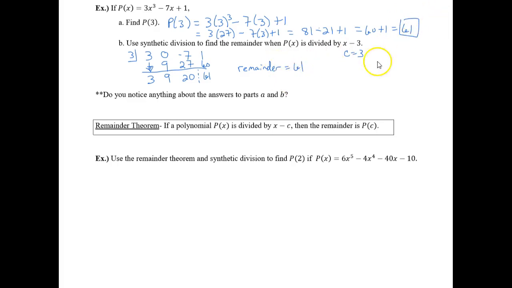Well, it is that remainder, that idea. So when I evaluate p at 3, I got 61. And the remainder, when I divided by x minus 3, was 61. So that's exactly what the remainder theorem says. It says if we have a polynomial divided by x minus c, then the remainder is p of c.